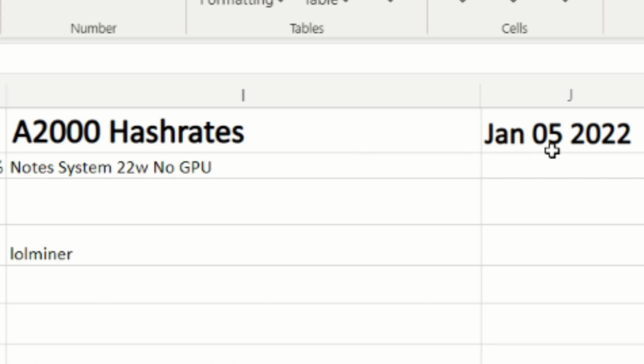The time of recording is January 5th, 2022. I will have all my notes. Majority of these coins are all used running T-Rex miner. If I change anything or have to use a different miner, I will have it in this section right here. And my system with no GPU is 22 watts. So based on my wall power, add 22 watts to it, and that will give you my full system power. But I am just giving you my wall power with my 22 watts already taken off.